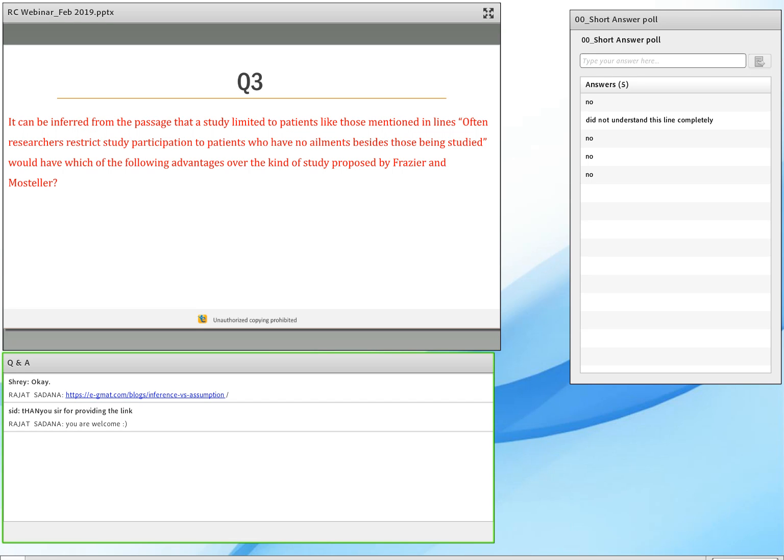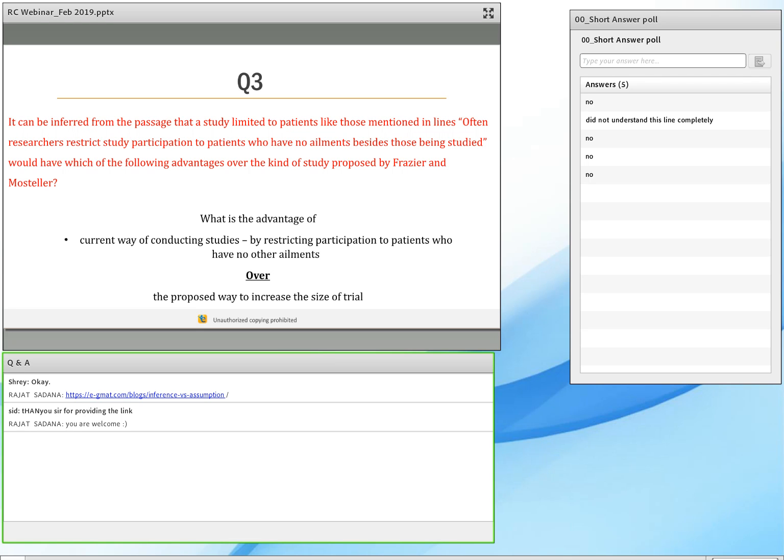Okay, so this is actually going in an opposite direction. What we're really saying is the idealistic study would have what kind of advantages over the study that F&M proposed. So in other words, what is the advantage of the current way of conducting studies, which is restricting participation to patients who have no other ailments, over the proposed way? What is the proposed way? Which is to increase the size of the trial.